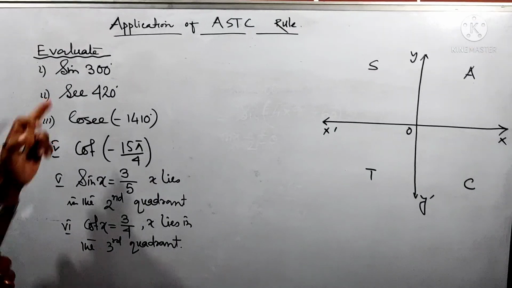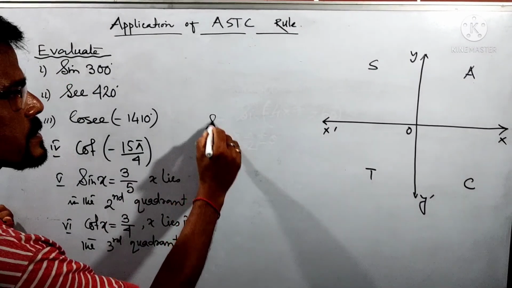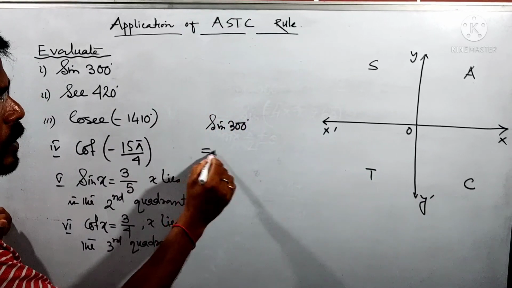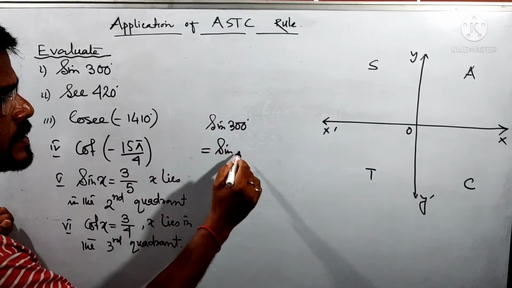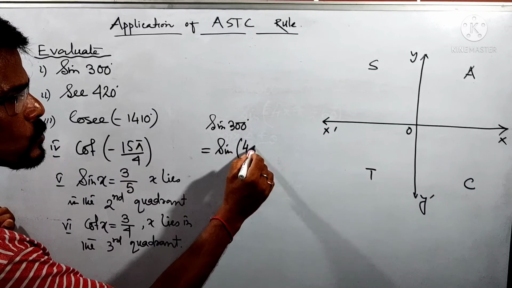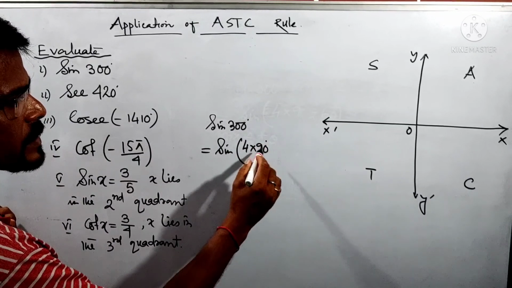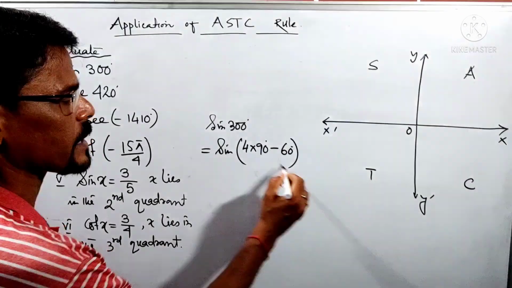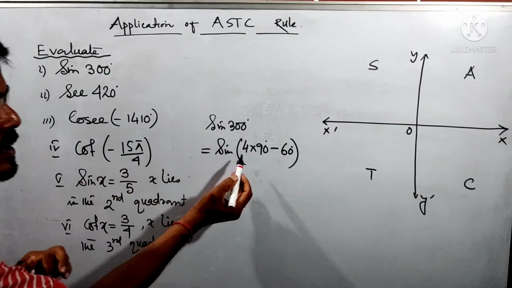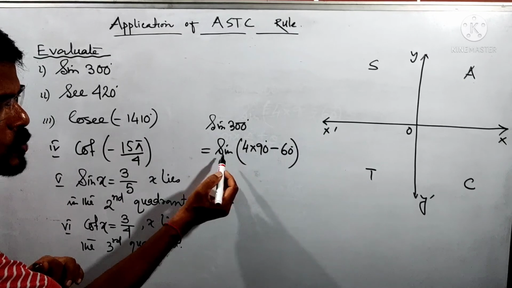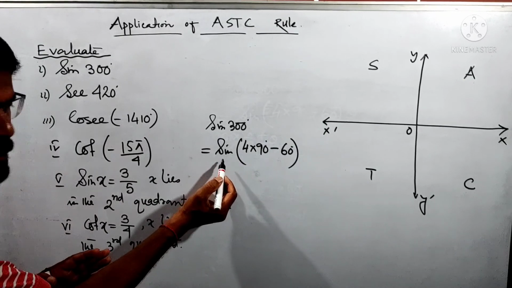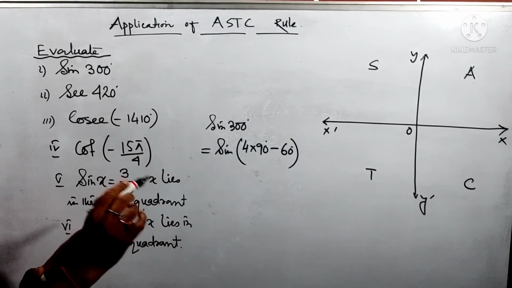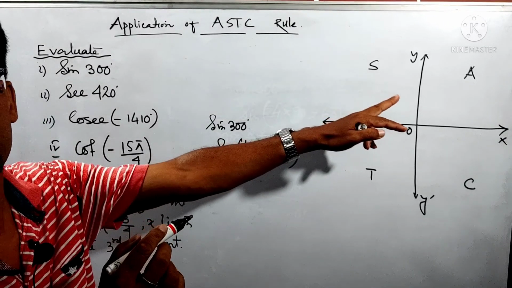We have to find the value of sine 300 degrees. So this equals sine, and we can break 300 degrees as, suppose, 4 into 90 degrees. 4 into 90 is 360, and 360 minus 60 degrees is 300. Here you see the 4 is an even number. That's why the ratio remains the same. But whether it will be positive or negative can be determined by applying the ASTC rule.